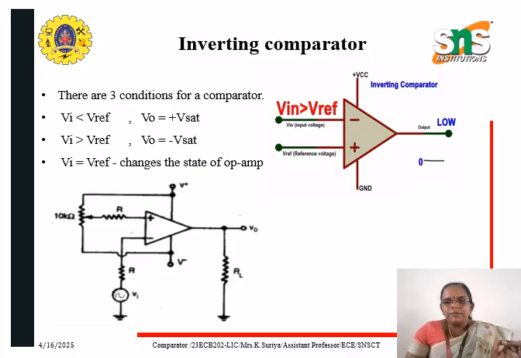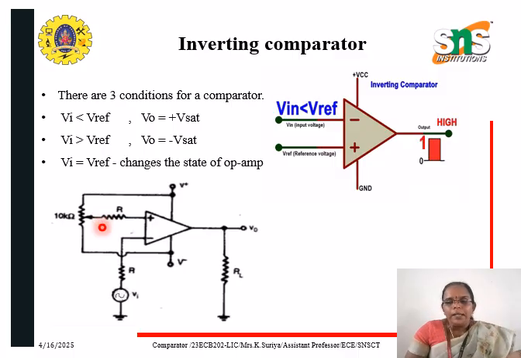Next one is inverting comparator. So the inverting comparator, as the name suggests, which is shown here, the input voltage is given to the inverting terminal of the op-amp and the reference voltage is given to the non-inverting terminal of the op-amp. So here is shown a potentiometer which is used to vary the reference voltage based on our needs.